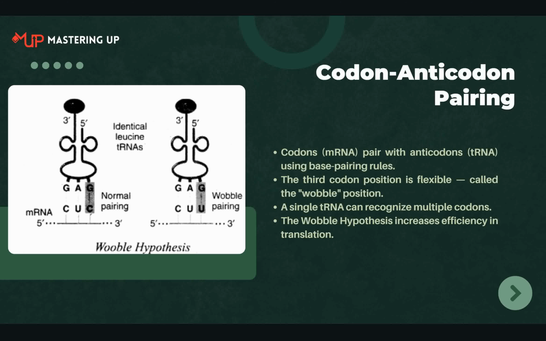This is how the codon and anticodon pairing occurs, and in some cases, the third position is flexible so that the proteins can be produced more efficiently.